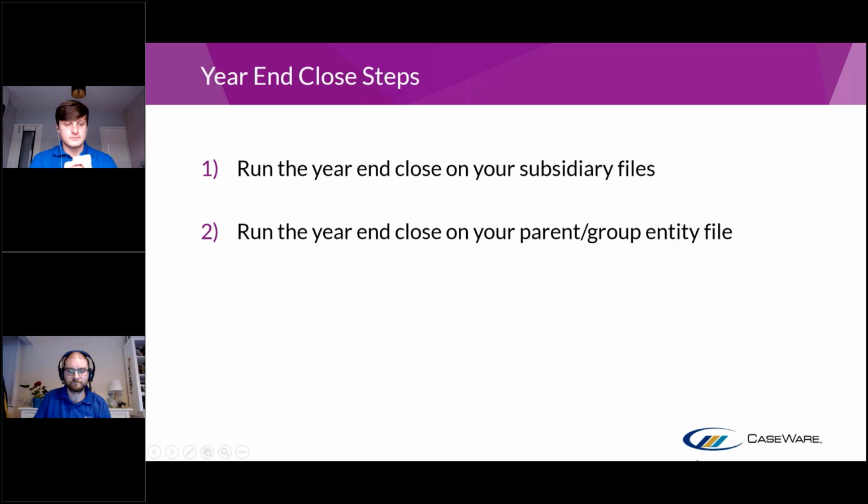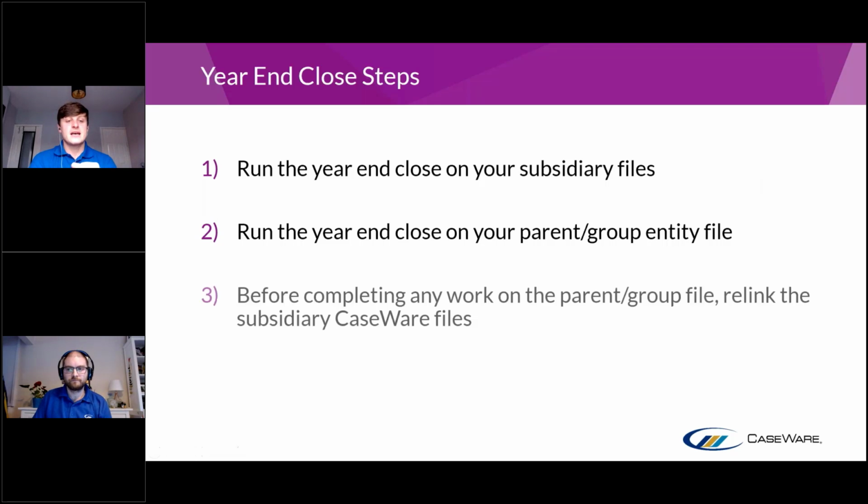or group file. At that stage, we would then go through to our parent and group file and roll that file forward. So our ABC Holdings Limited file, we would run the year-end close in very much the same process that I've just shown. And now once we've run the year-end close on our parent and we've rolled forward all the subsidiaries, before we do any work, it's important to relink the subsidiary CaseWare files with the parent.